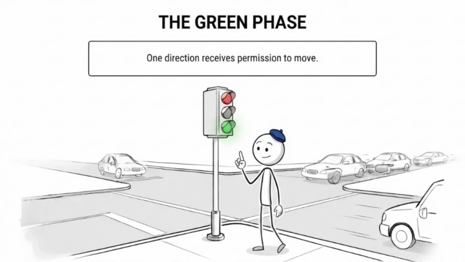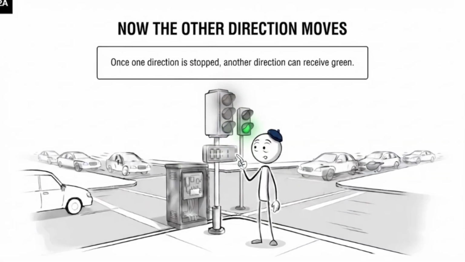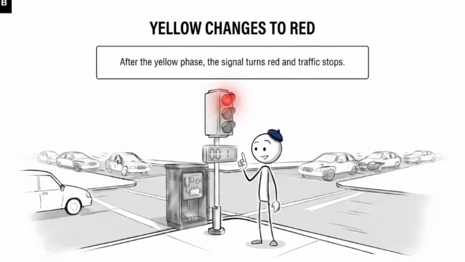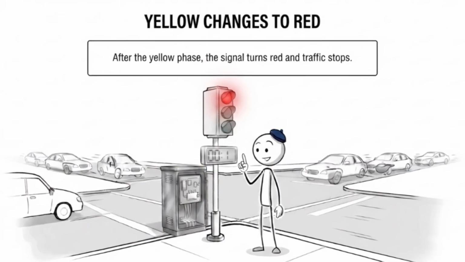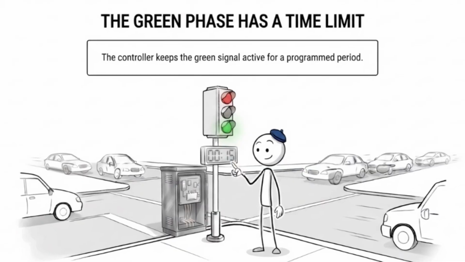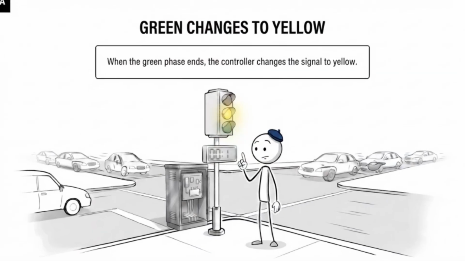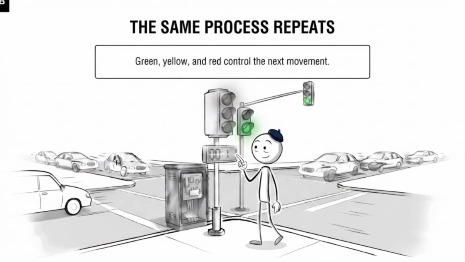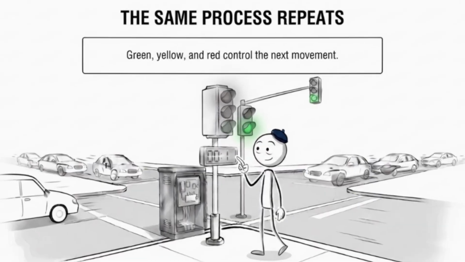It receives information, follows programmed instructions, and sends electrical signals to the traffic lights. When the controller tells the red signal to turn on, electricity flows to the red LEDs, making them light up. When it tells the red signal to turn off and the green signal to turn on, the electrical signals change accordingly. The controller repeats this process, following a planned sequence. In a simple traffic light system, the sequence may begin with one direction receiving a green light. Vehicles traveling in that direction are allowed to move through the intersection.